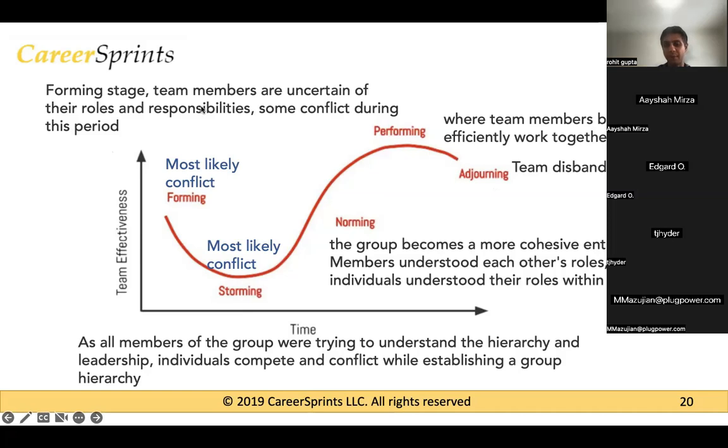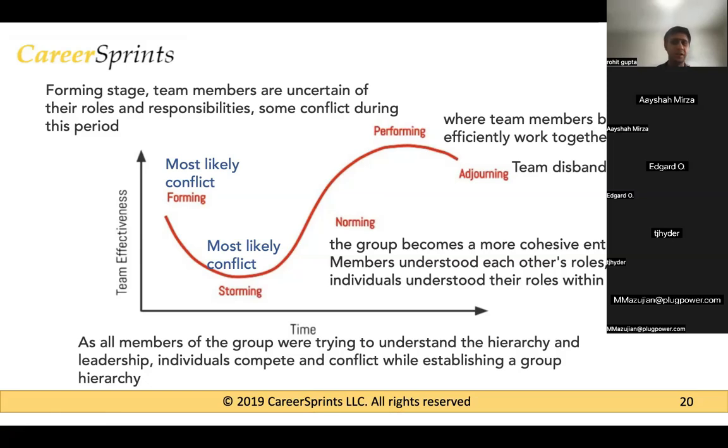So let's look at the forming stage. The forming stage basically means the stage at which the team is getting formed. Because the team is getting formed, the team members are just trying to get to know each other. They are a little uncertain about what their role is in the team.